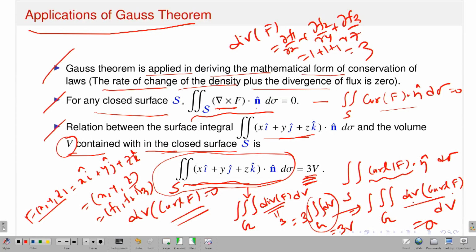So this is one of the applications. That is why I have written the relation between this surface integral and the volume V contained in the closed surface S. That means you have a closed surface S, and let G be the region bounded by the closed surface S. If V is the volume of that region, then this surface integral is exactly equal to 3 times V by simple application of the Gauss divergence theorem.